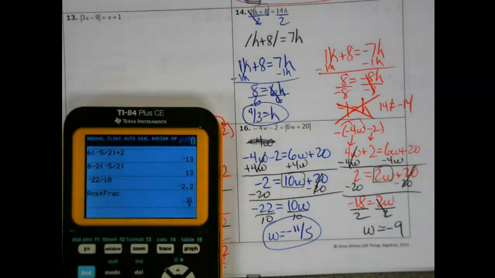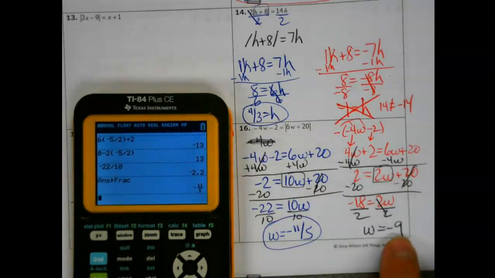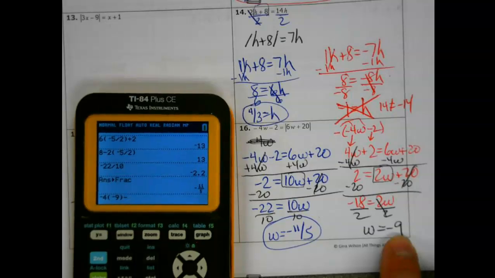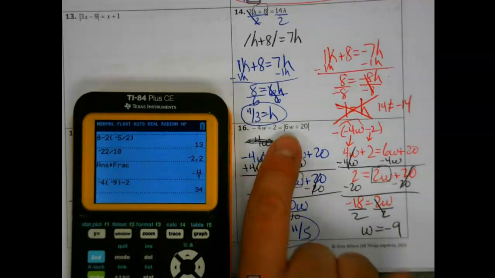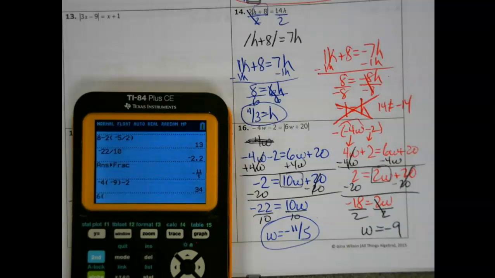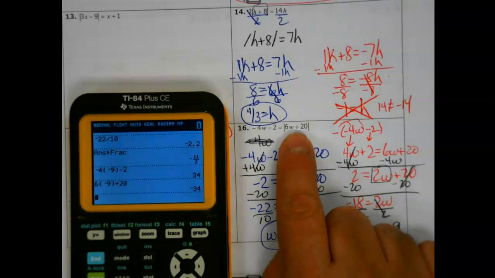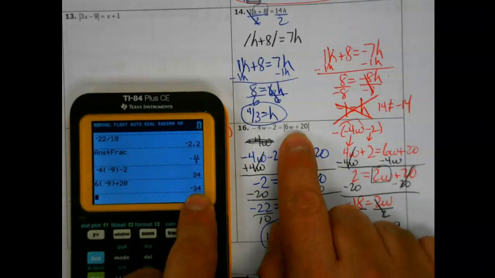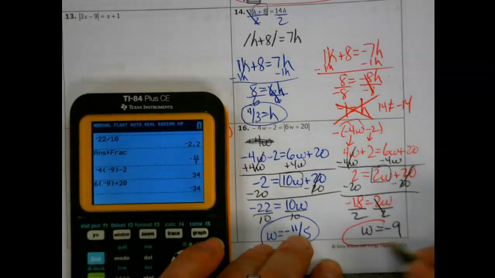Okay. Let's go back to the original here. So I'm going to do the negative 9 first. So negative 4 times negative 9 minus 2 is 34. And then here, 6 times negative 9 plus 20. You're like, Hardy, it's negative 34, but it's absolute value. What's the absolute value of negative 34? Positive 34. That one works.